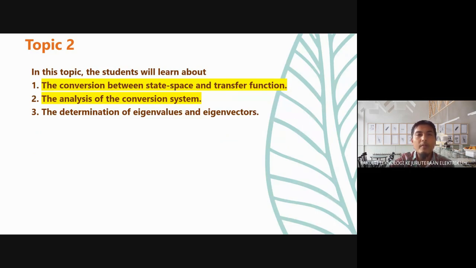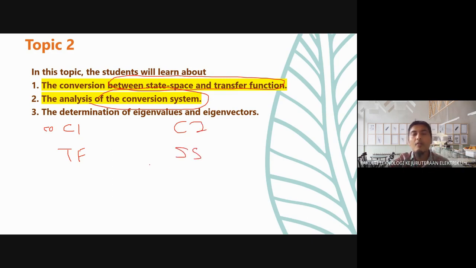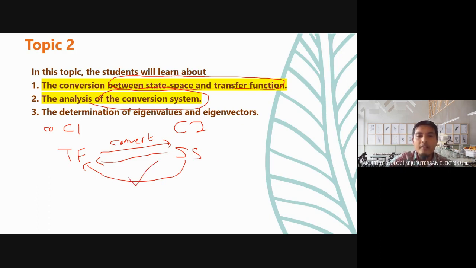In this topic, the student will learn about the conversion between state space and transfer function, and the analysis of the conversion system. If you still remember, in control 1 you learned about the transfer function. And in this semester, in control 2, you learn about the state space. Now the transfer function and state space can be related to each other. You can convert from transfer function to state space, and also you can convert from state space to transfer function. So today we will focus on this area, state space to transfer function.